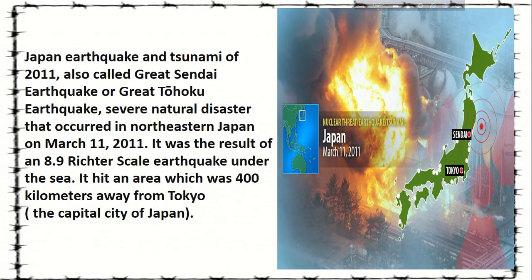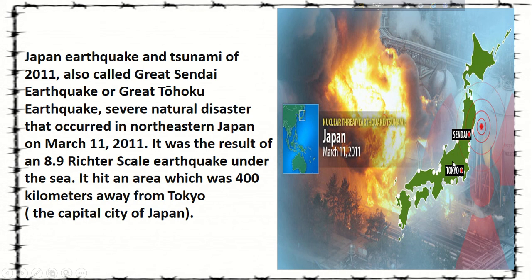So dear learners, within a very short time, houses and buildings, roads, railways and other communications, electricity, and business centers can be completely destroyed by a tsunami or an earthquake. Now the example of Japan, and it is well known to everyone that a huge tsunami hit the northeast area of Japan in the year 2011, and it was the result of an 8.9 Richter scale earthquake under the sea, and it hit an area which was 400 kilometers away from Tokyo, the capital city of Japan.